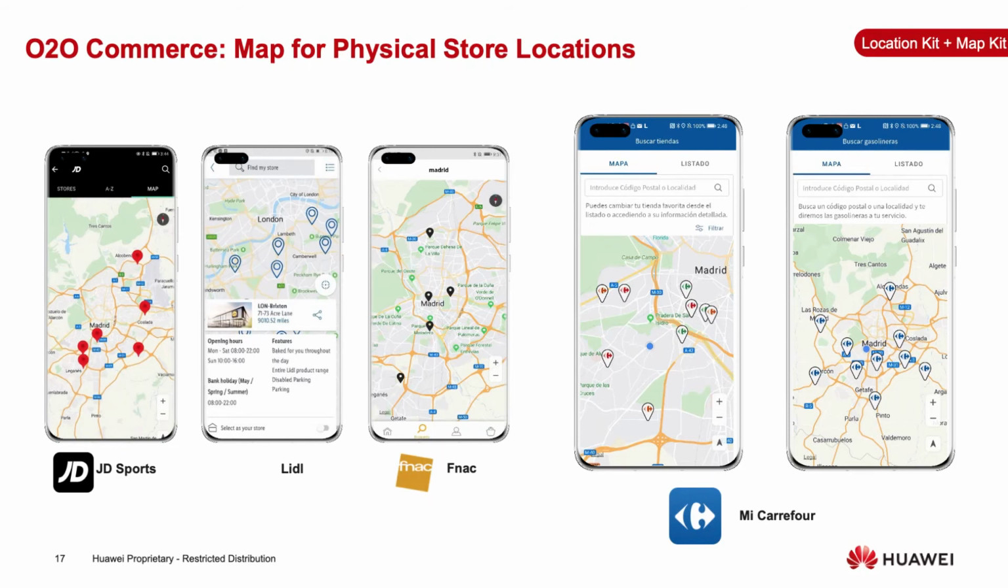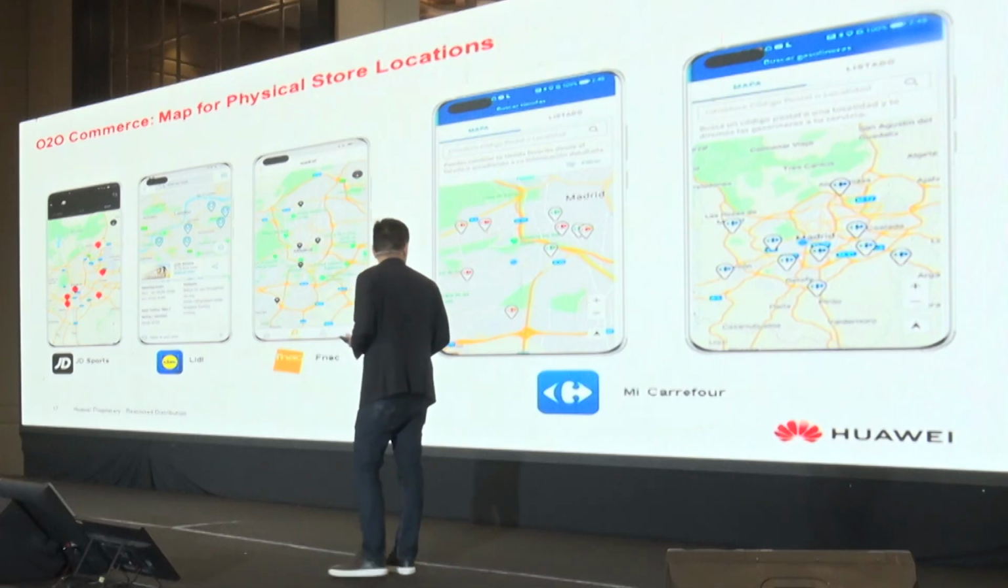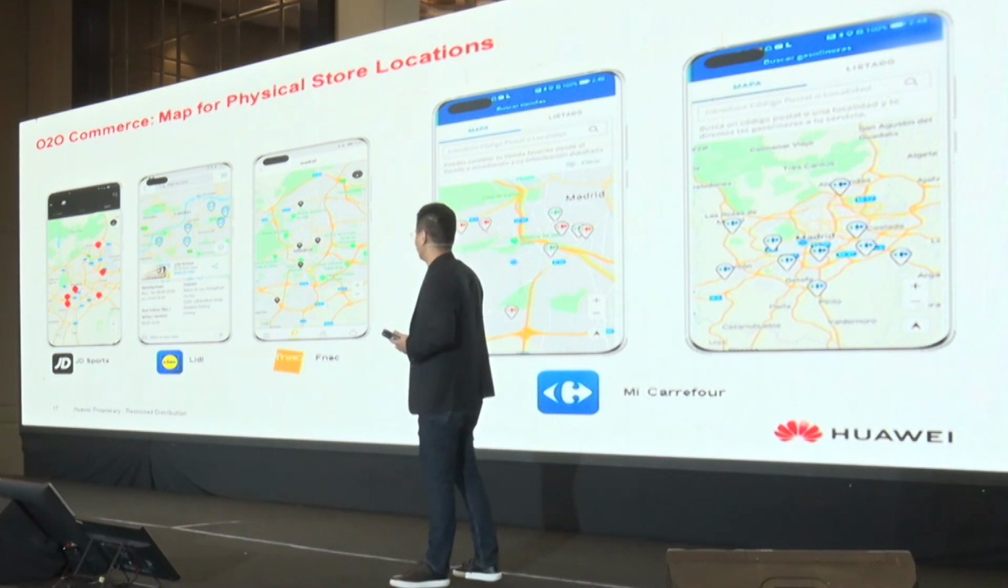We also have maps. Today, our maps cover worldwide. They have been used by a lot of customers, such as JD Sports. JD is one e-commerce platform in China. And also Carrefour in China is using our maps as well.